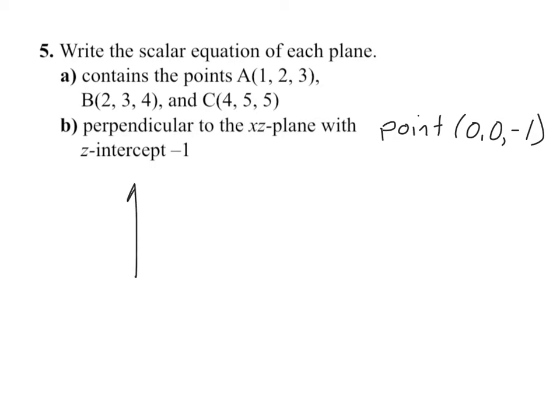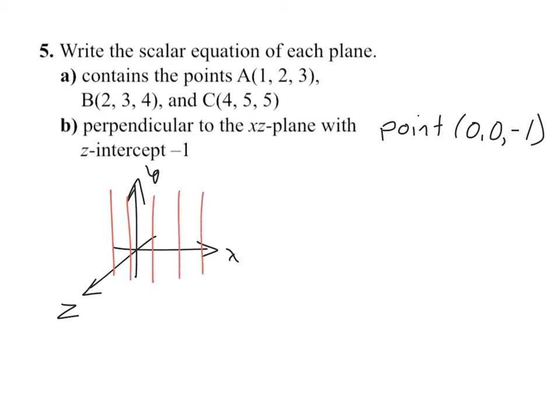I'll just draw a little three-dimensional coordinate axis here. So this is x, this is y, this is z. Our xz plane, you can imagine it coming out of the screen here, sort of horizontally. If we want something that is perpendicular to that, we have two options. We can have something that is parallel to the xy plane, so that would sort of be in the plane of the screen, or we could have something that is parallel to the yz plane.